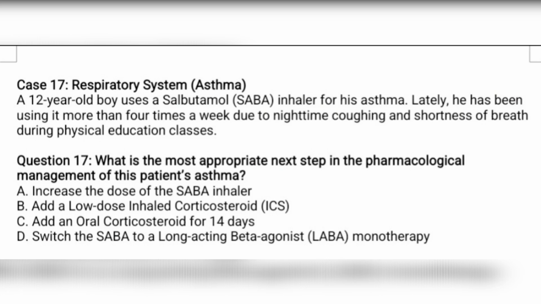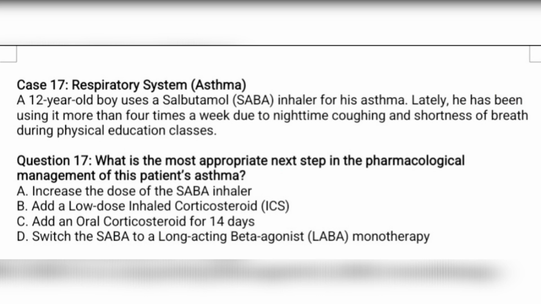Case 17, respiratory system, asthma. A 12-year-old boy uses a salbutamol SABA inhaler for his asthma. Lately, he's been using it more than 4 times a week due to nighttime coughing and shortness of breath during physical education classes. Question 17.